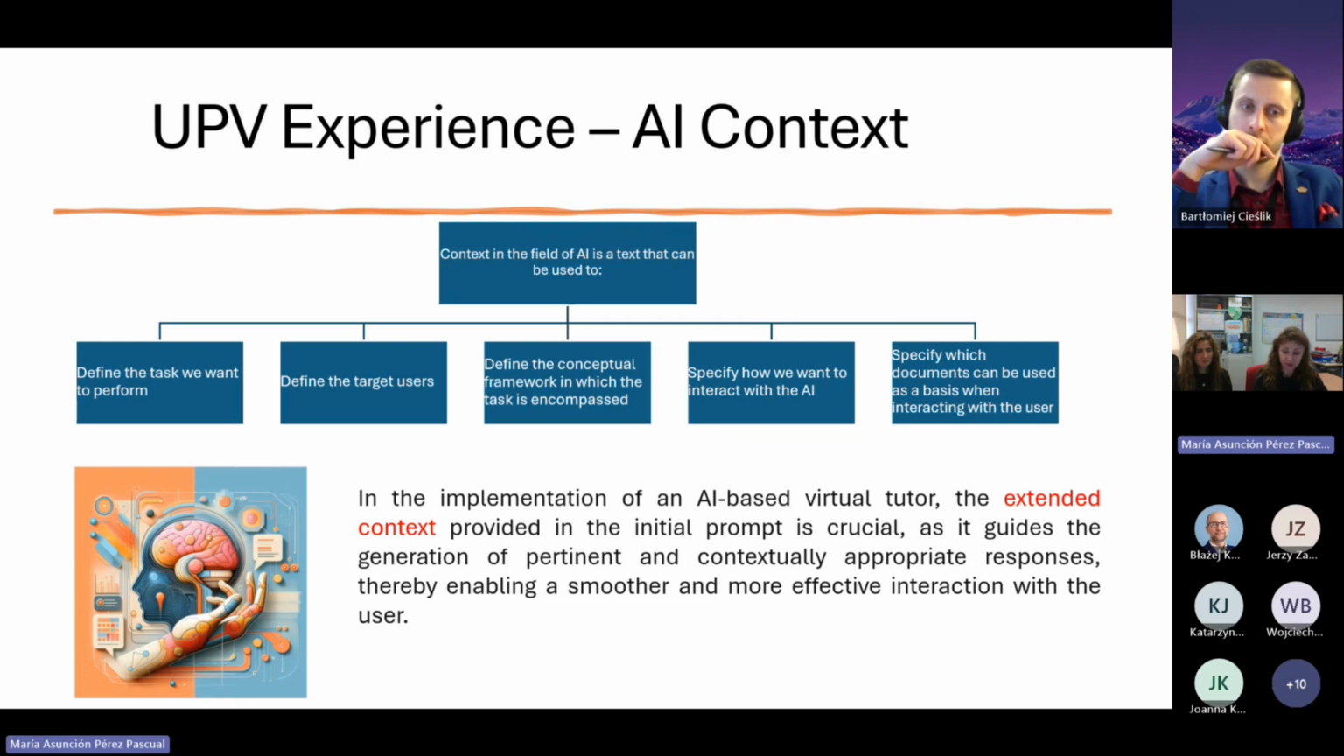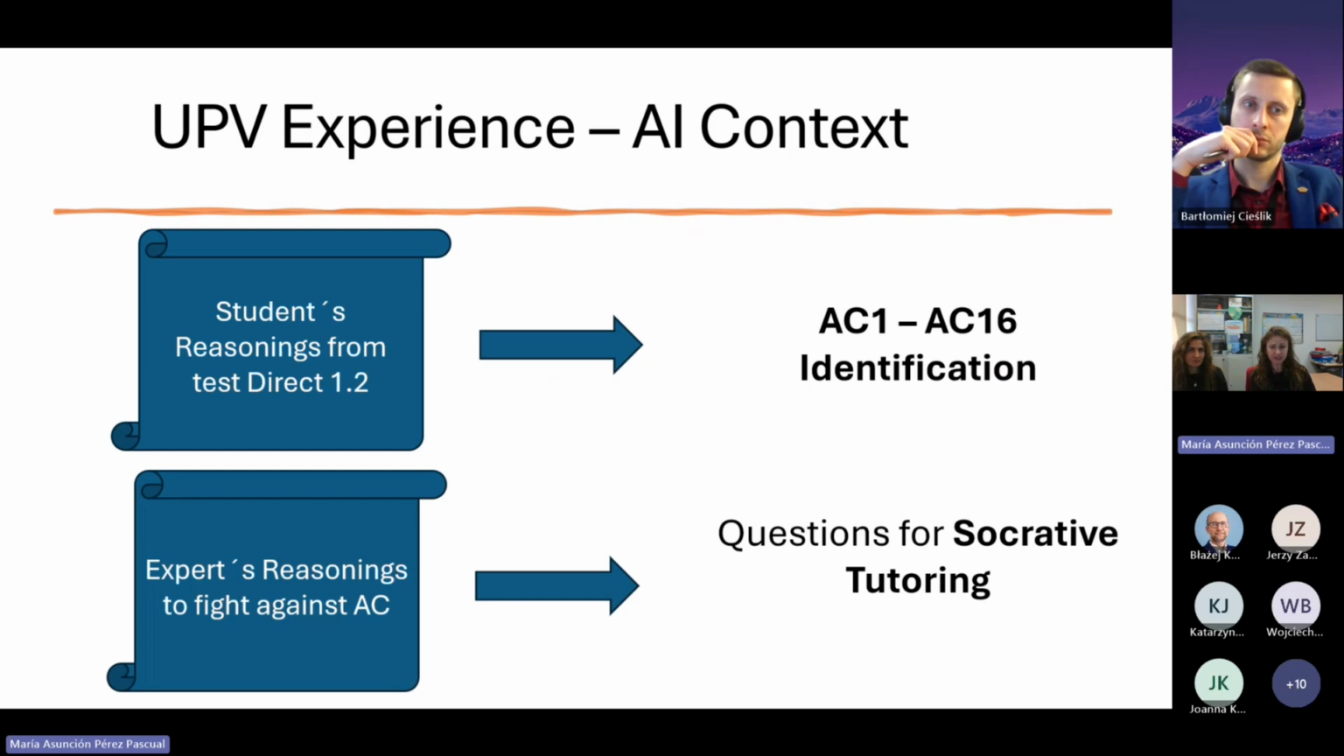It guides the generation of pertinent responses and enables a smoother and more effective interaction with the user. So in our case, our context is composed of two big documents. On one side, we have all the reasonings that we obtained from the test Direct 1.2. All these reasonings that Maria José and I were studying and analyzing can be used to feed artificial intelligence. And this is perfect for identifying the alternative conceptions that students have, because they would be very, very common in these reasonings that we obtain from this test.